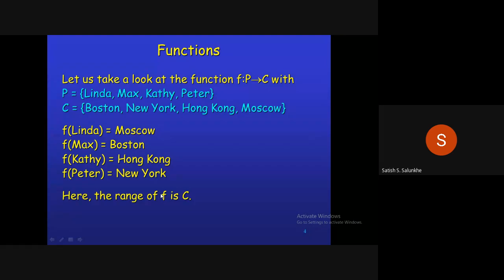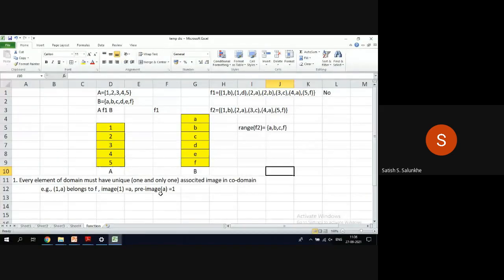Now, on the basis of this, I am asking a question. The question is this: what is the cardinality of the range of the given function f? This is equal to what? This is what I am asking. Cardinality of range of given function f, this is equal to what? You can post your answer in the chat box.